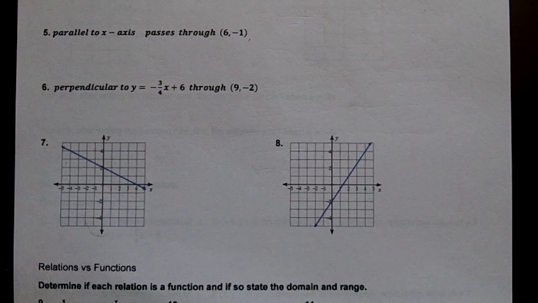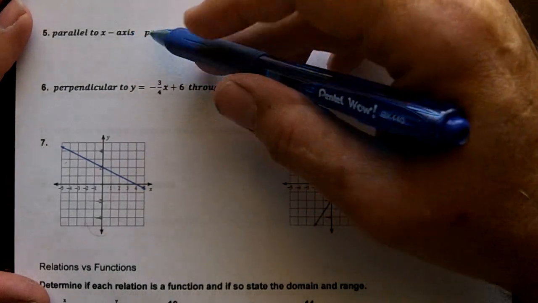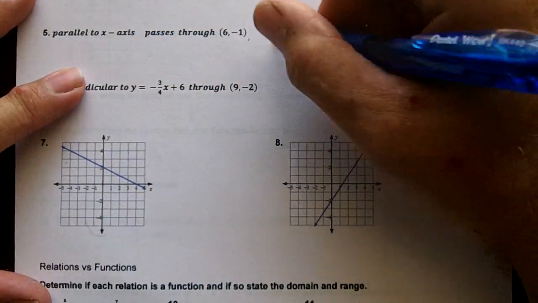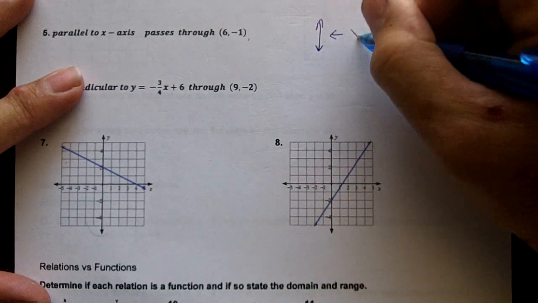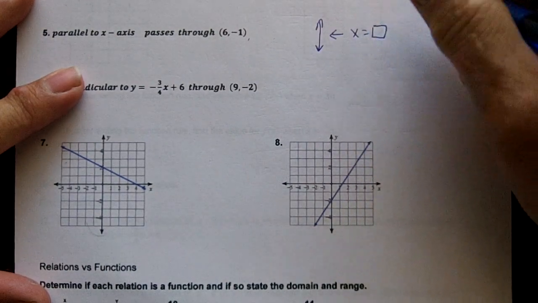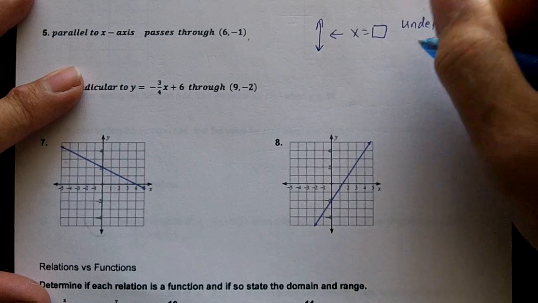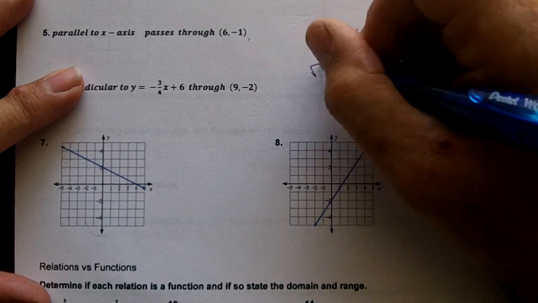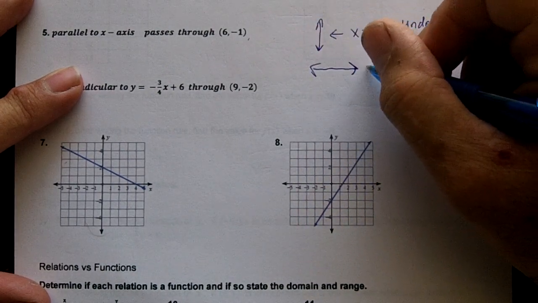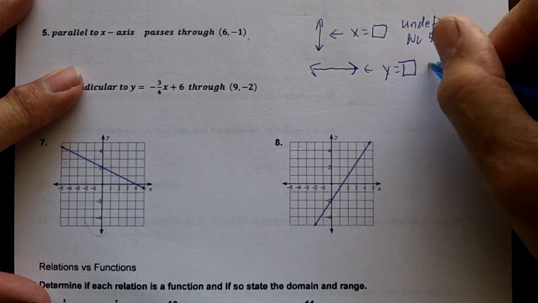Okay, 5, 6, 7, and 8, we're going to write in slope, intercept, and standard. On number 5, the important thing to remember is, if a line goes straight up and down, it's going to be x equal a number, and the slope is undefined, or it's no slope. If a line is flat, it crosses the y-axis, and it's going to be y equals something, and it has a 0 slope.